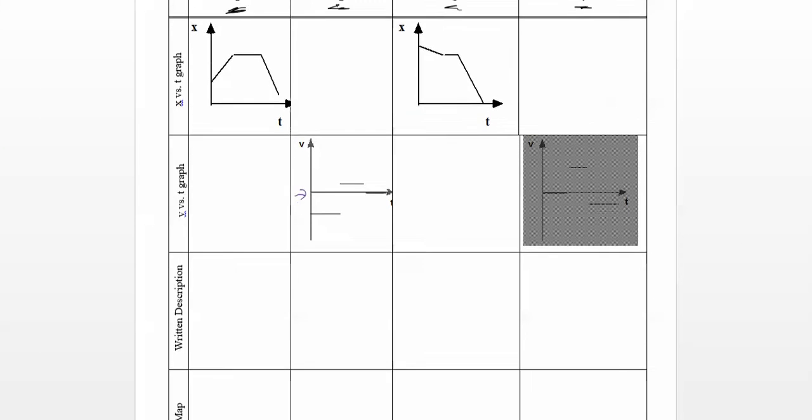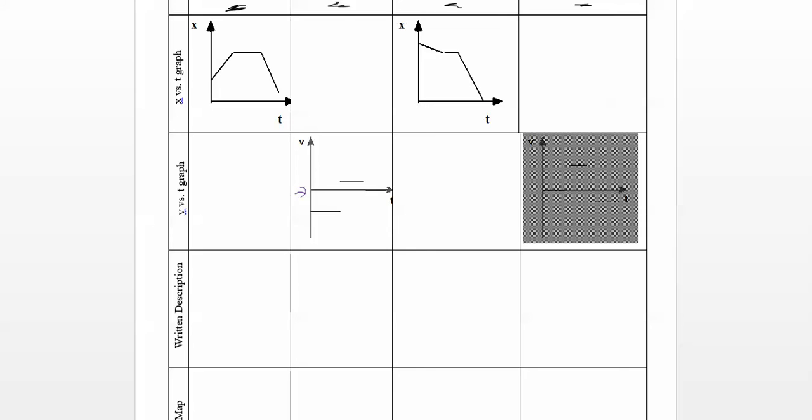We also want you to do a written description. We don't give you any of these, so you want to describe what's happening, and I'll give you an example of that in a bit. And then on the bottom is a motion map. The motion map is the first real time I'm giving you a chance to practice drawing those motion maps.